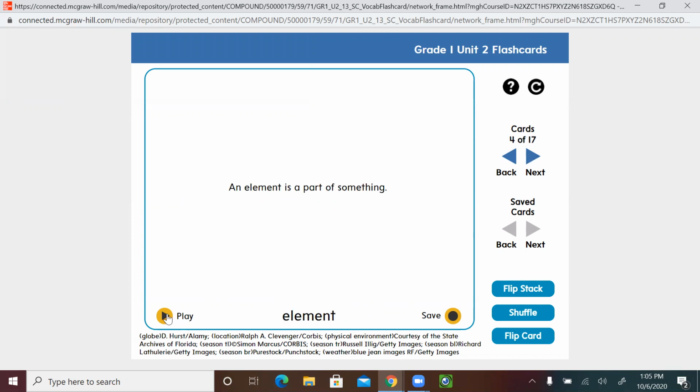An element is a part of something. Next word. A globe is a round model of Earth. A location is a place on Earth. A map is a drawing of a place. A map key is a list of shapes and symbols used on a map. A map key is also called a map legend.